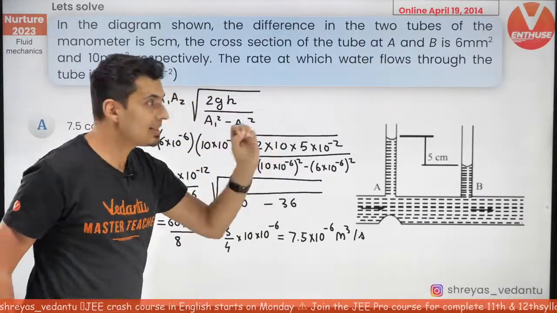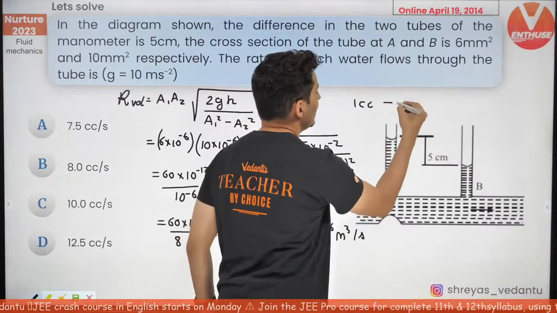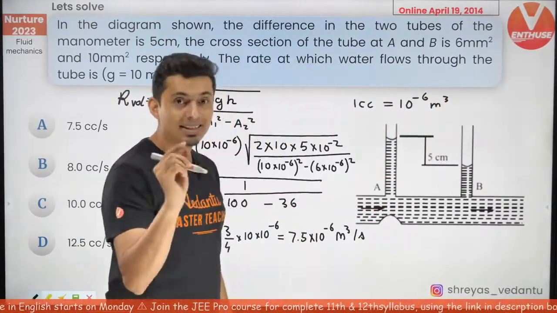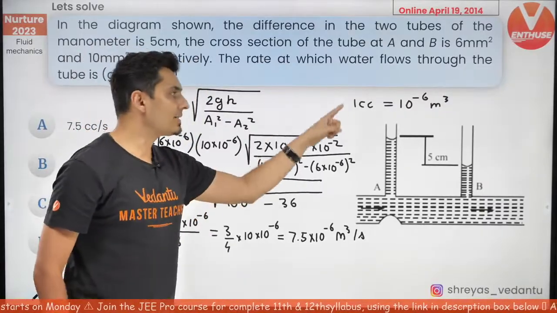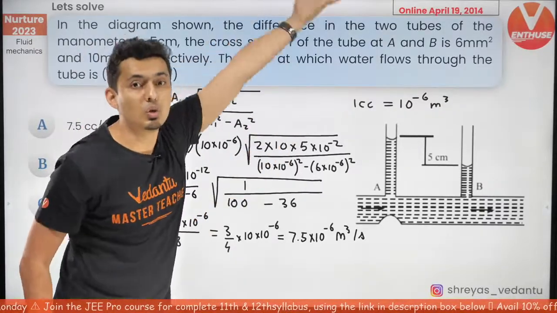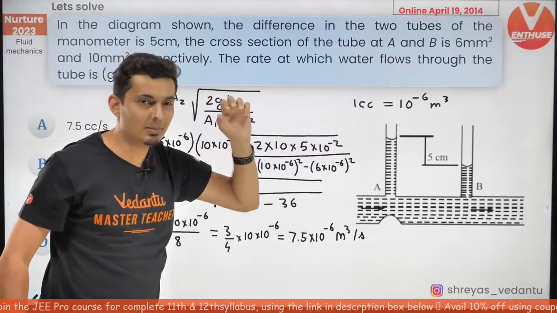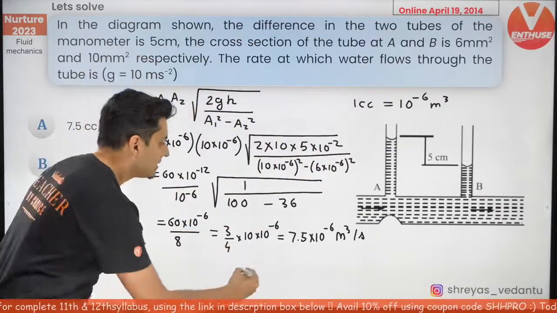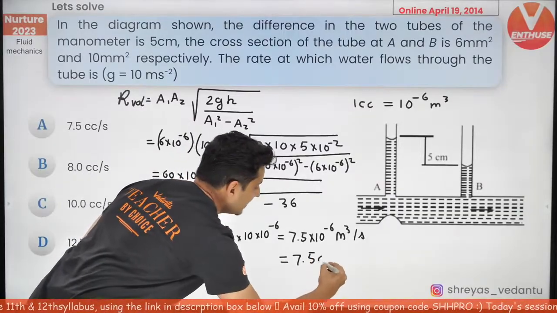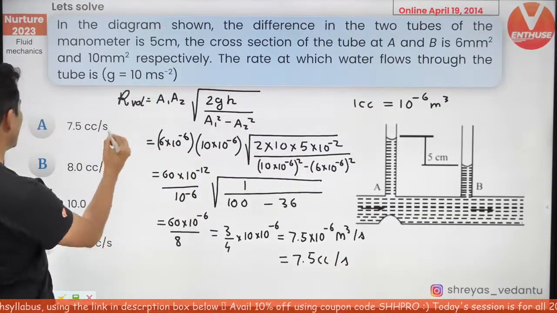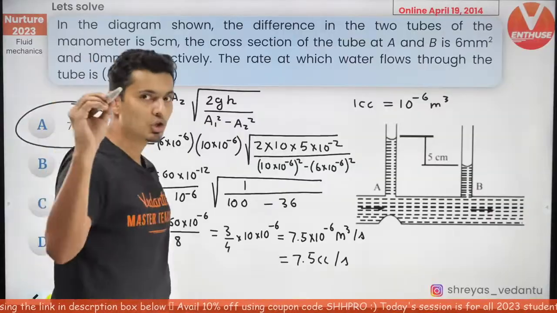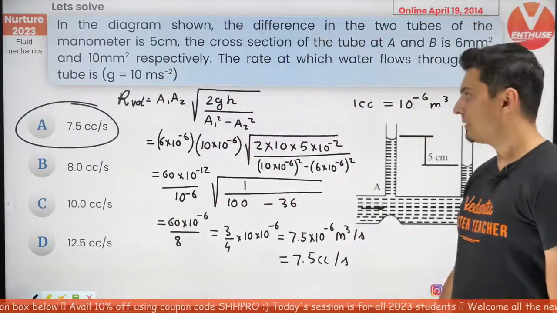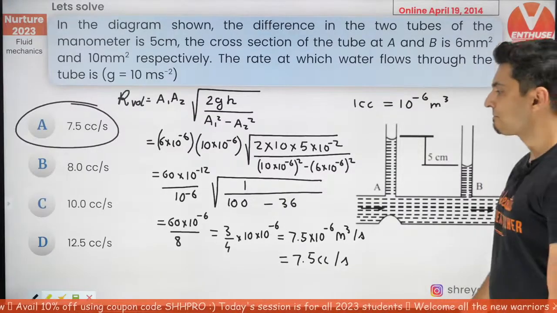Understand, 1 cc is 10 to the power minus 6 meter cube. 1 centimeter cube is 10 to the power minus 2 cubed, because 1 centimeter is 10 to the power minus 2 meter, cube of that is 10 to the power minus 6. So this is going to become 7.5 cc per second, which means option A should be correct. Option A is correct. Yep, it is. Got it?